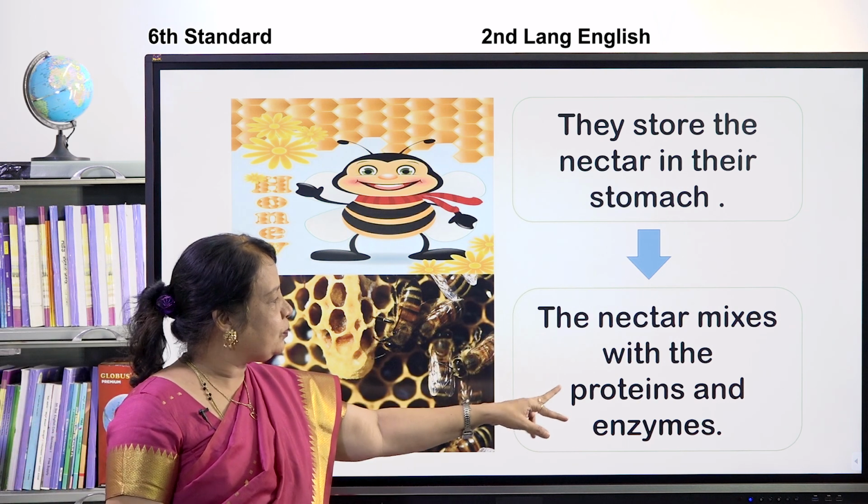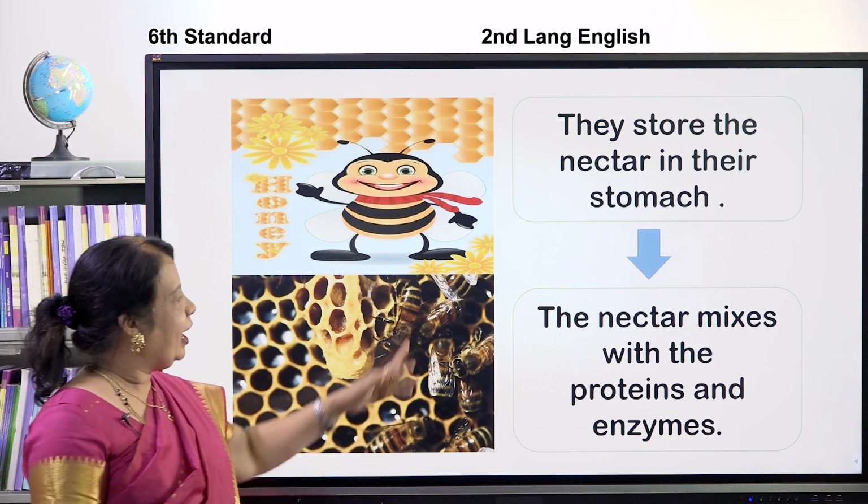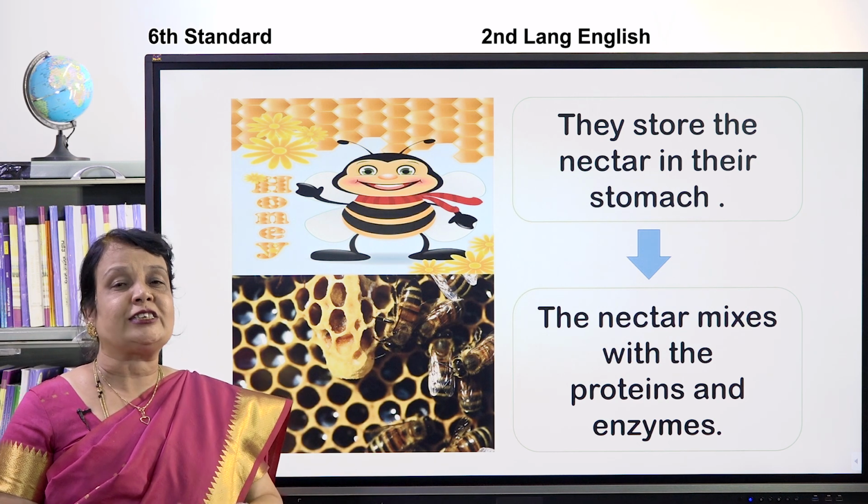Then what happens? The nectar mixes with the proteins and enzymes. Now, this is a bee. It is having the nectar and it is mixing with the juices in the stomach.